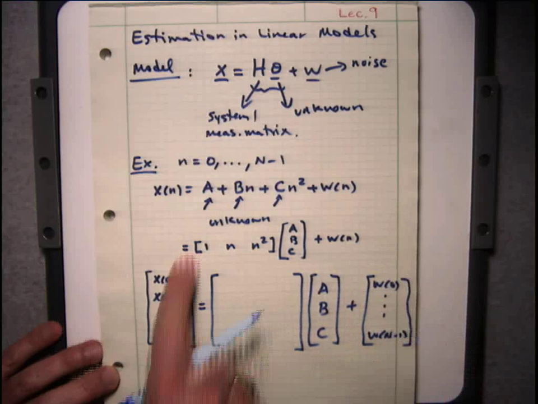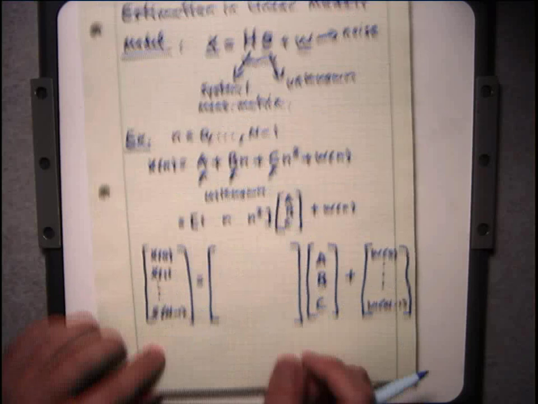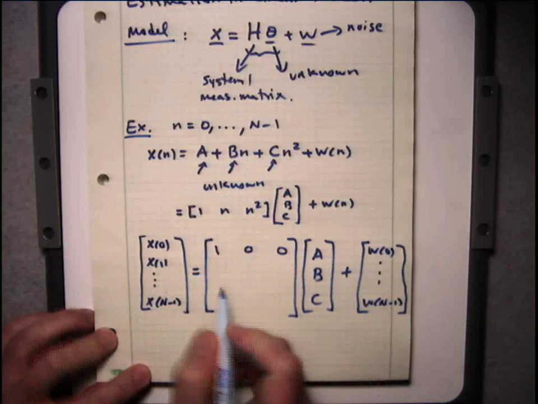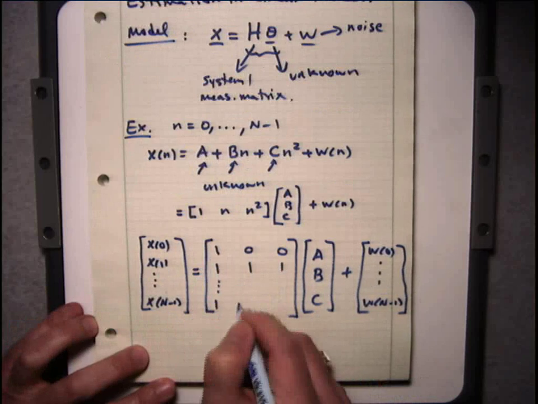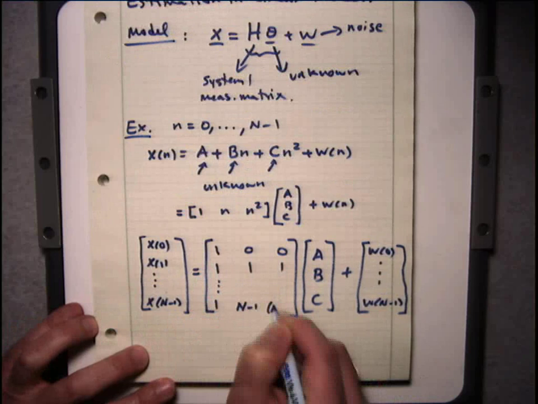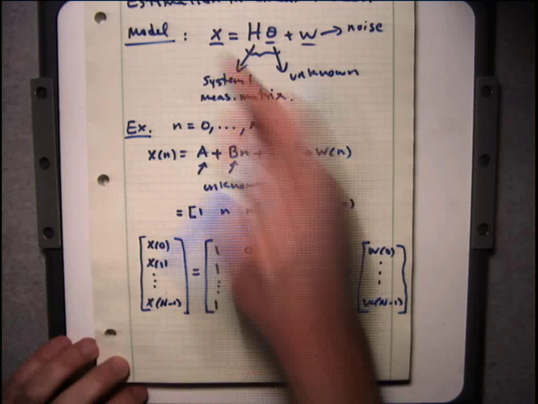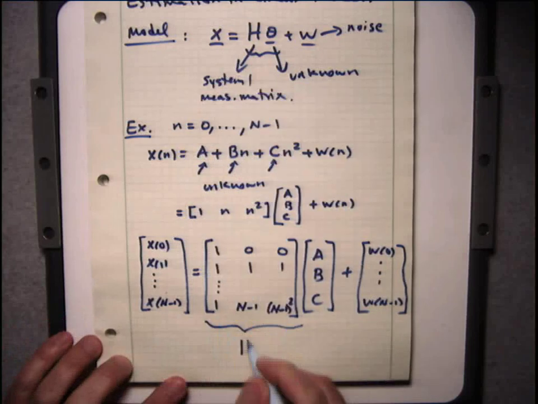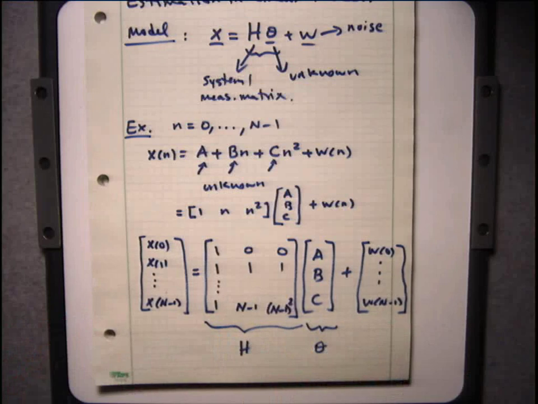Okay, and what goes in here is basically this. Each row is going to look like that for different values of n. So the first row would be 1, 0, 0. The next row would be 1, 1, 1, and so on. And the last row would be 1, N minus 1, N minus 1 squared. Okay? So then this can be written in this form, where this is H, this is theta, and this is w and x. So it's a linear estimation problem because the parameters appear in linear fashion. This being a linear equation.